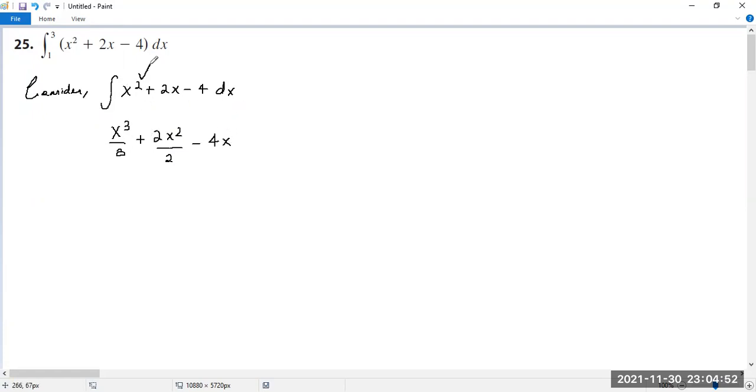Well, I just add 1 to the exponent and I divide by whatever that exponent was after I added 1 to it. So if I had x cubed plus 4x minus 2, and I wanted to take the integral of this, I would just add 1 to the exponent and then divide by whatever that exponent is after it's changed its form. So I'll say this is x to the 4th.